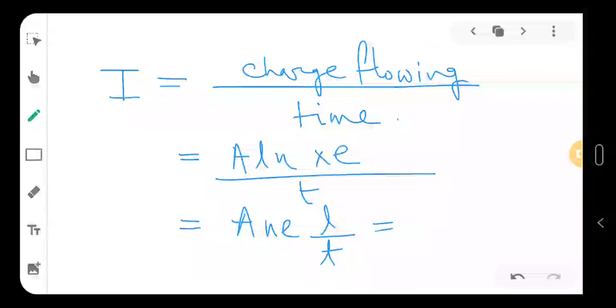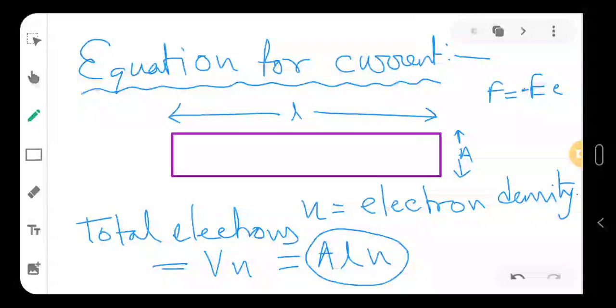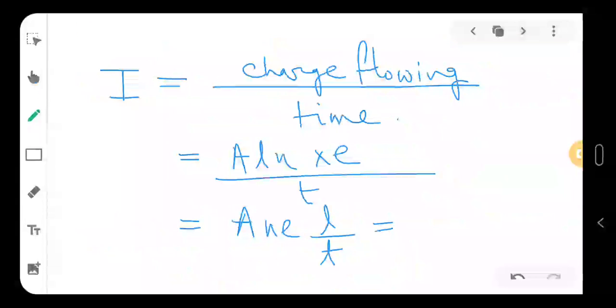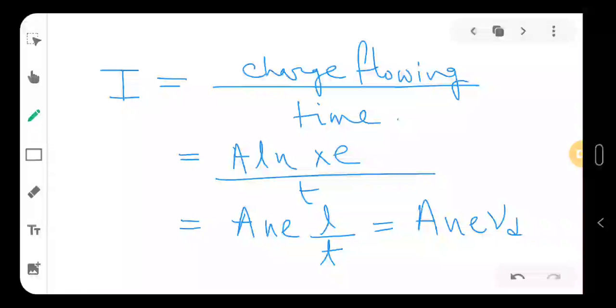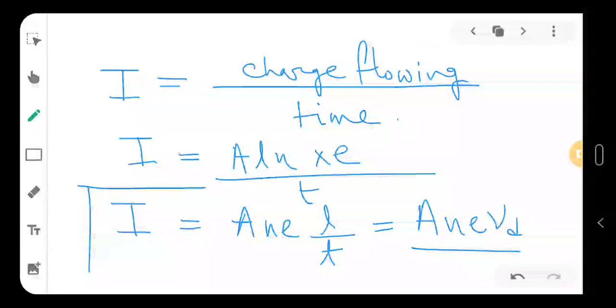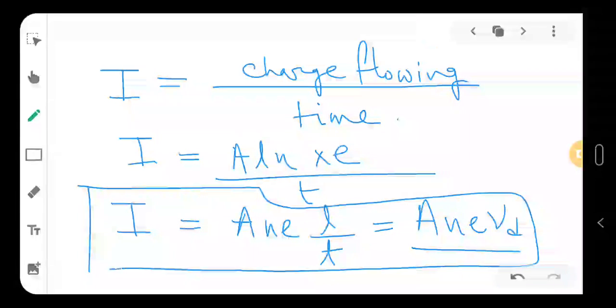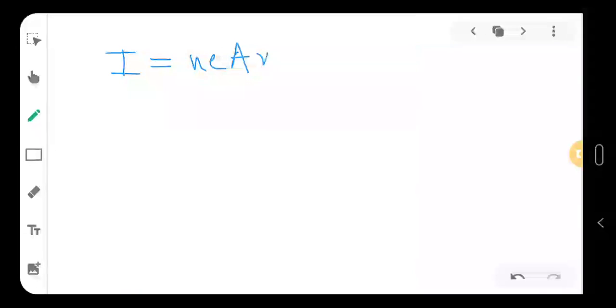Now if the electron is moving throughout this L, from this portion to that portion, that means it is covering L distance and the time is T. So this distance by time we can write as Vd, that is your drift velocity, which I have told you here. So we can introduce drift velocity here. So ultimately we got I is equal to NEA Vd. I'm writing this again: I is equal to NEA Vd.